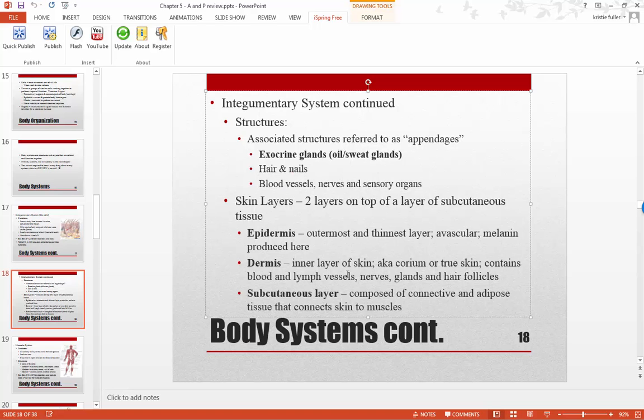Your skin has several layers. You have the subcutaneous layer at the bottom. That's where the connective and fat tissue connects the skin to the muscles. And then just above that, you have the dermis, the inner layer of the skin. This is where your blood vessels live, which is why we call a capillary puncture a dermal puncture, because we puncture into this layer. And then we have the epidermis, which is the outermost layer. This is the part you can touch.